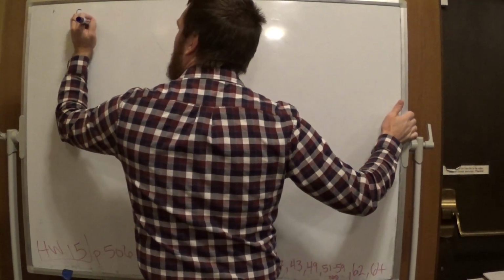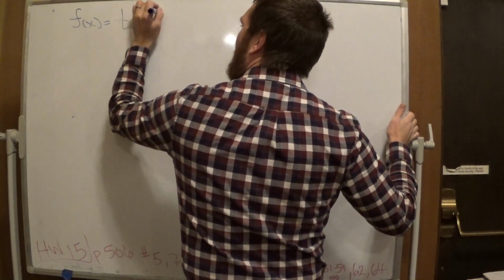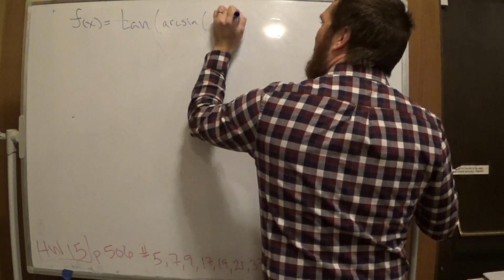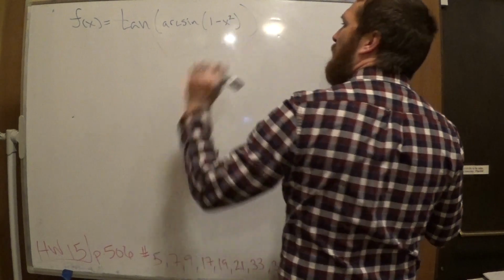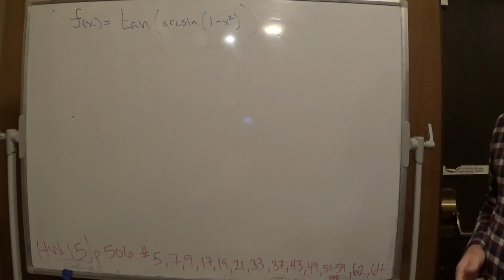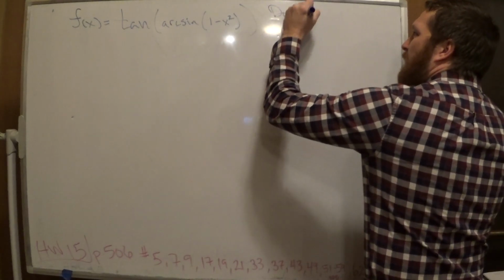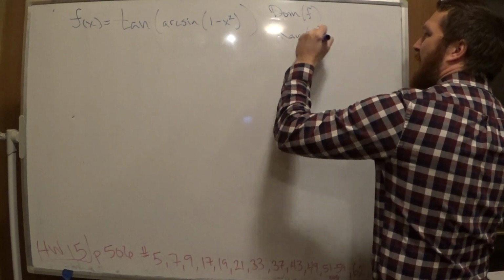Let f of x equal tan of arcsin of the square root of 1 minus x squared. Okay? And I said we want to find the domain of f, and the range of f.